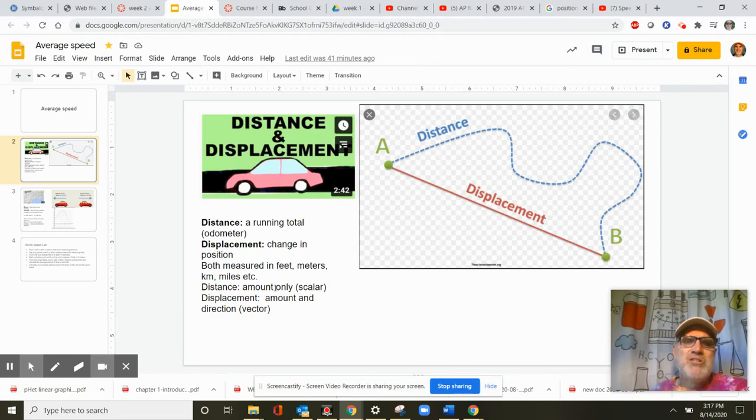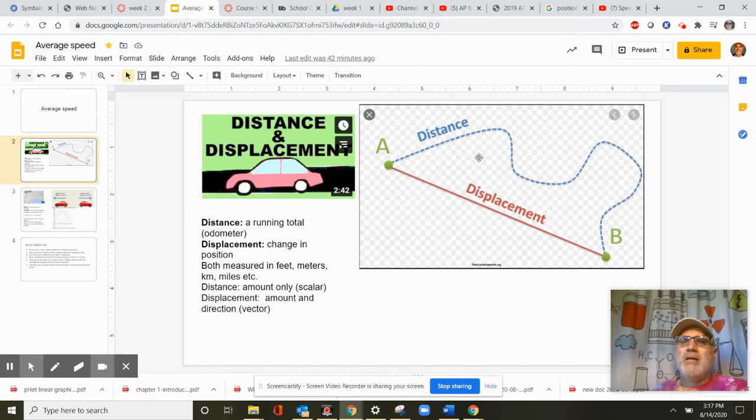Distance is just the amount only, and a thing that's just an amount only in physics is called a scalar thing. So there's a lot of different things that are scalars. Any of the things that only have an amount only would be scalars, like mass and time. Displacement has a direction. So you can see the direction of this displacement would be, maybe if this were a compass, east and south, so it'd be southeast. It would have a direction. And so things that have an amount and a direction are vector things. So displacement is going to be our first vector thing.